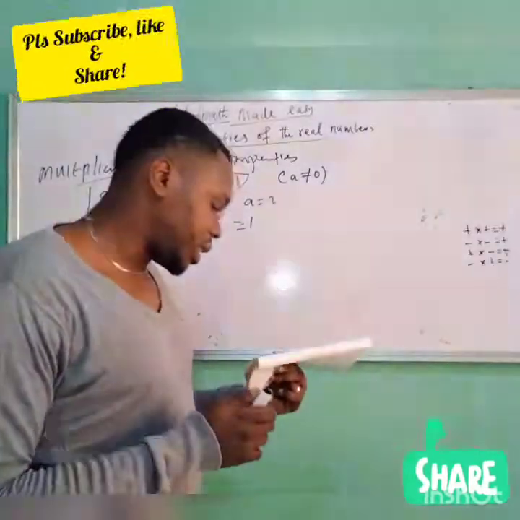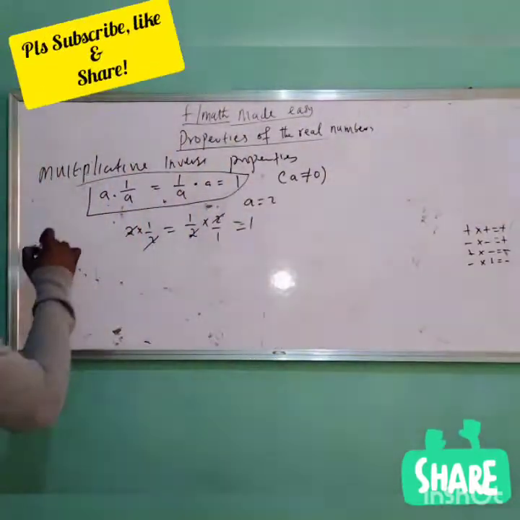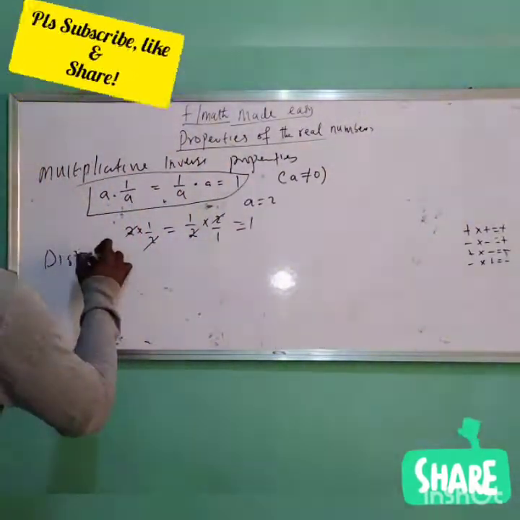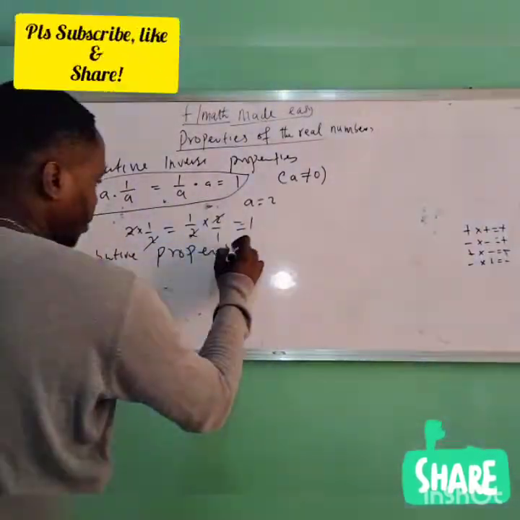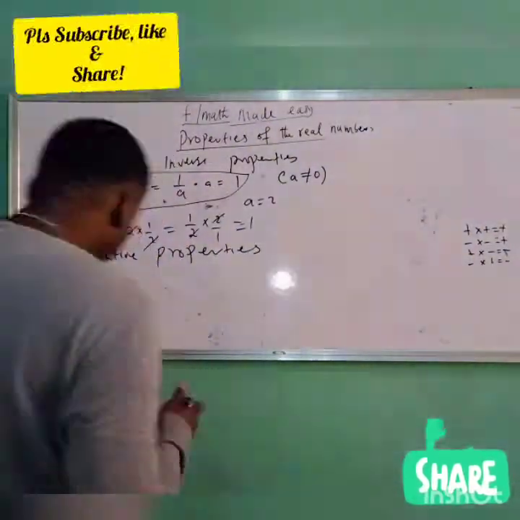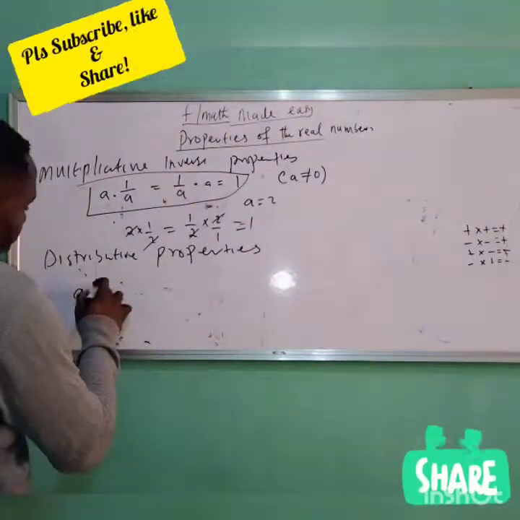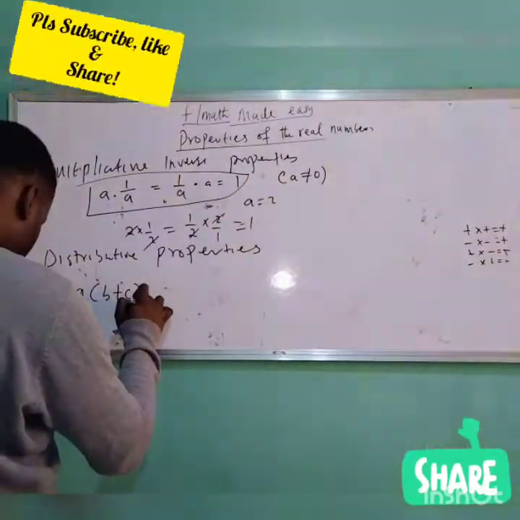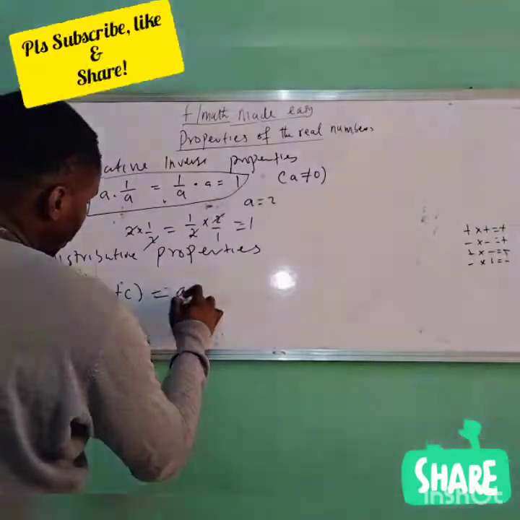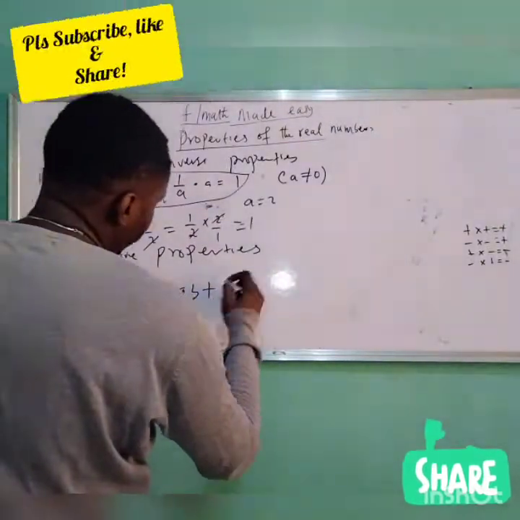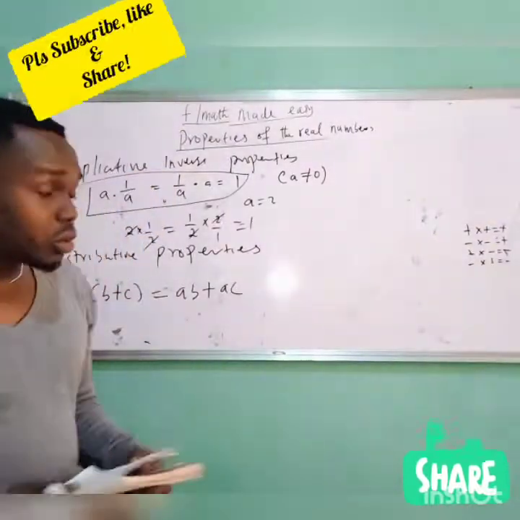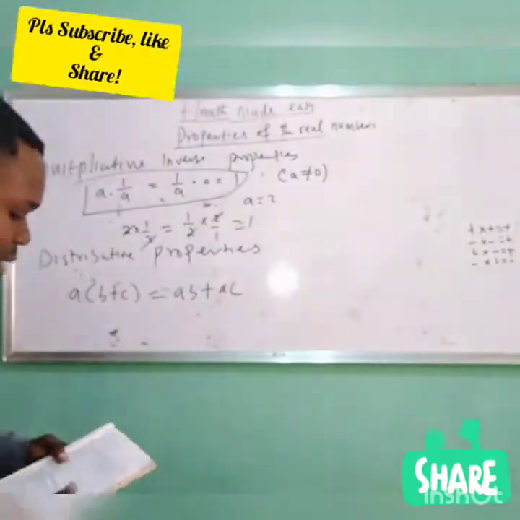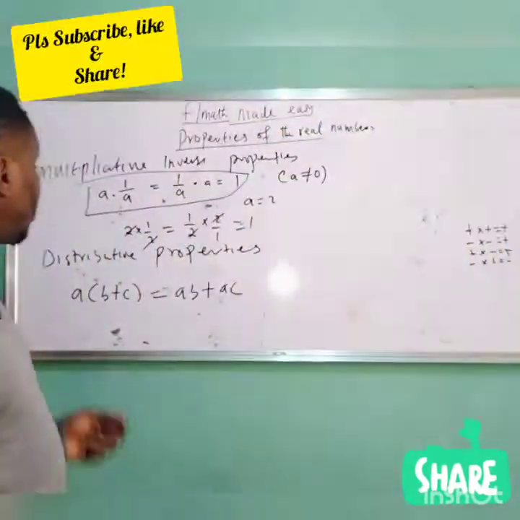Alright, the last on my list will be the distributive property. Distributive property is so sweet. Let me just put this here. Distributive property. For the distributive property, it's very simple. Just say a(b + c) equals what? ab + ac. So what the distributive property does is it opens up the bracket. Yeah, it opens up the bracket.